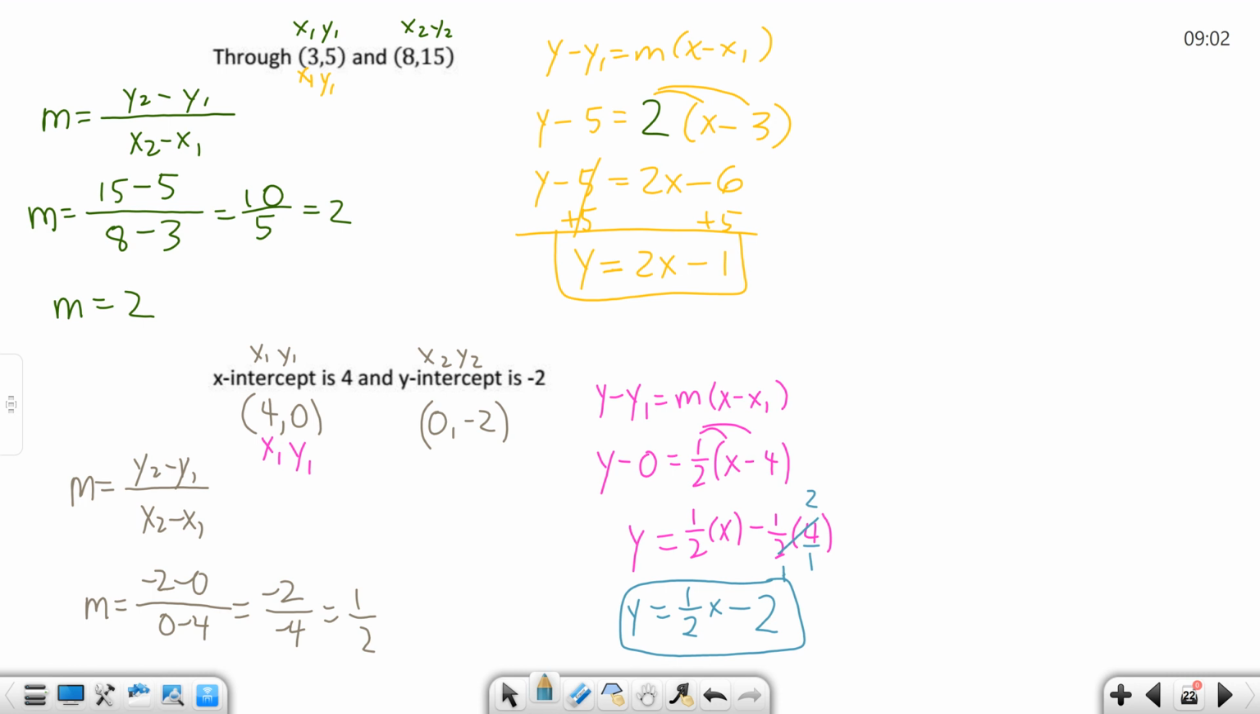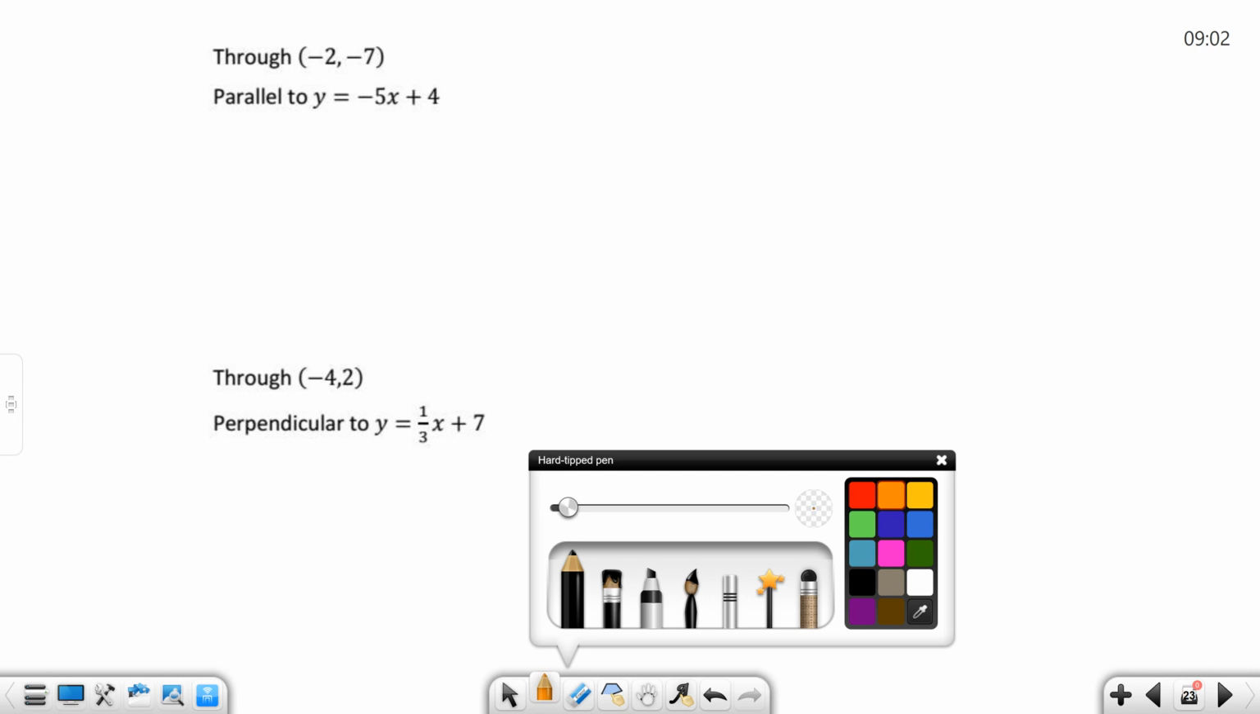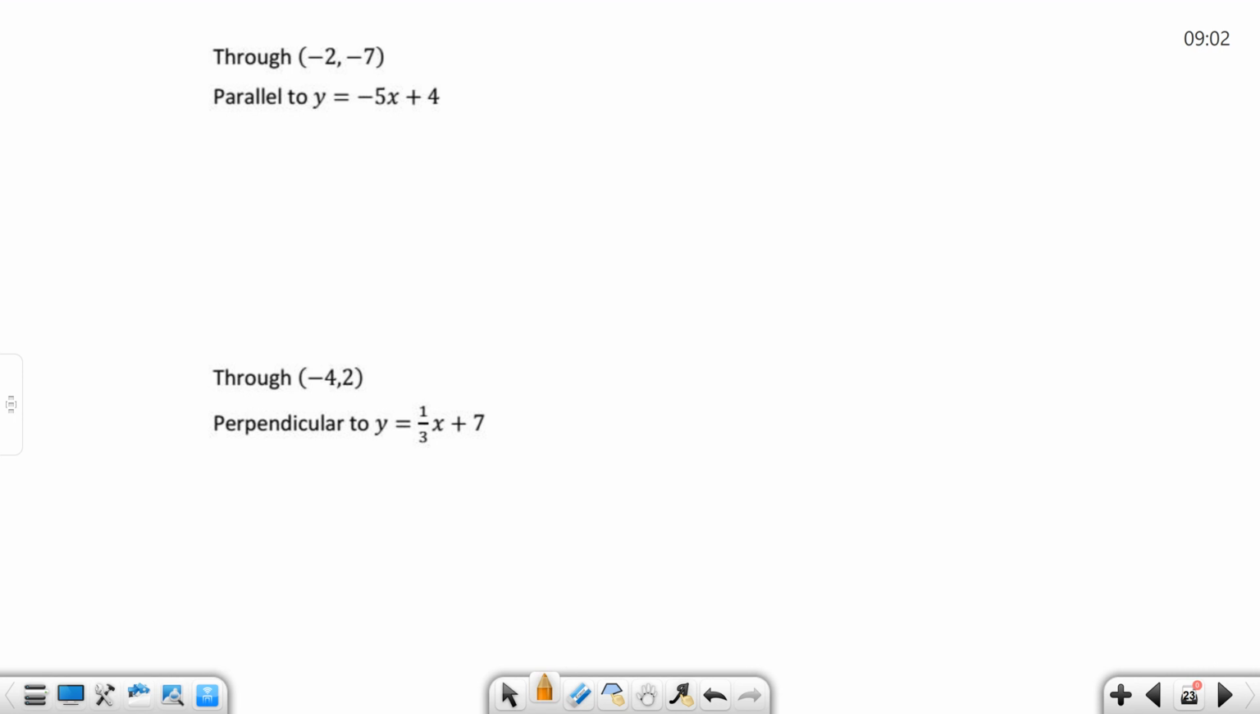All right, so let's keep seeing. Let's see what we got here. Let's keep working at this and see what we got. That little line came up. That worries me. Through the point -2, -7, parallel to y equals -5x plus 4. So what is the slope of this line right here? The slope is -5, right?